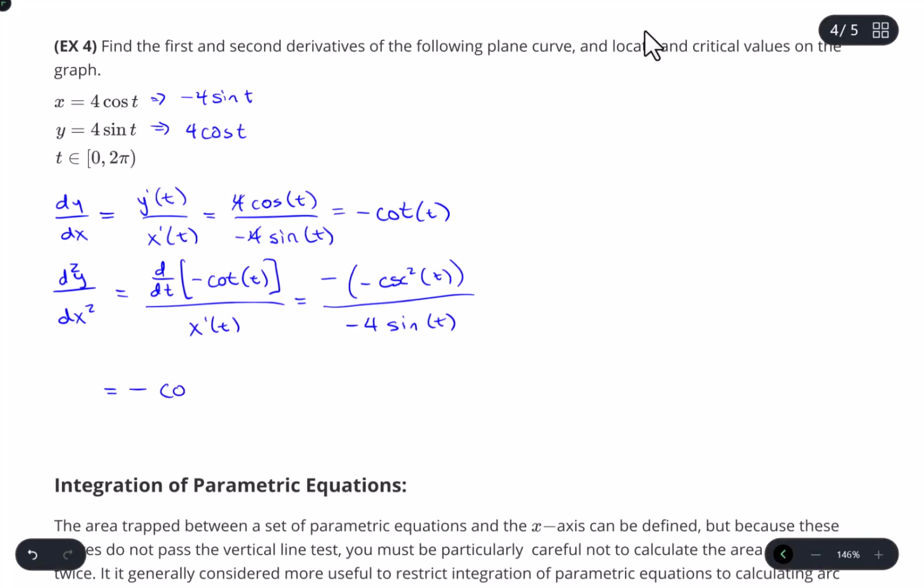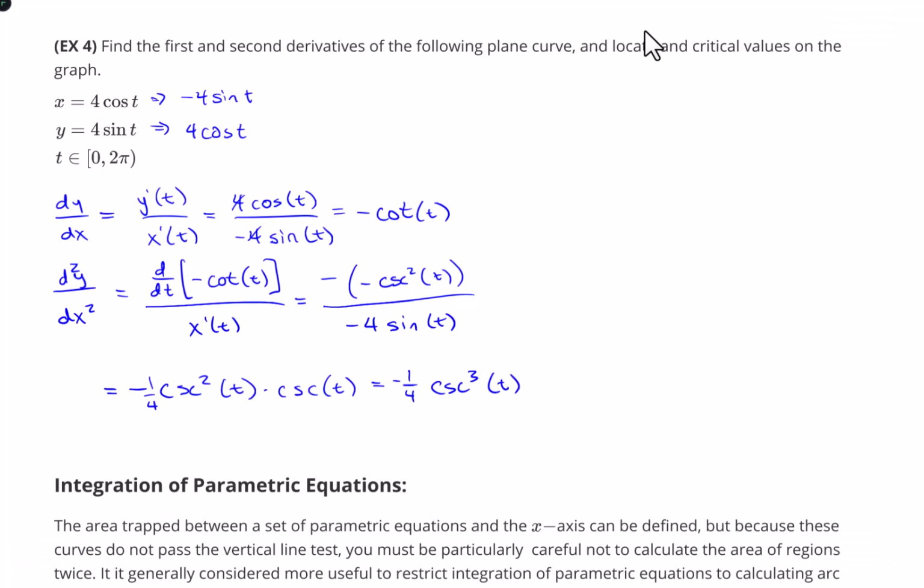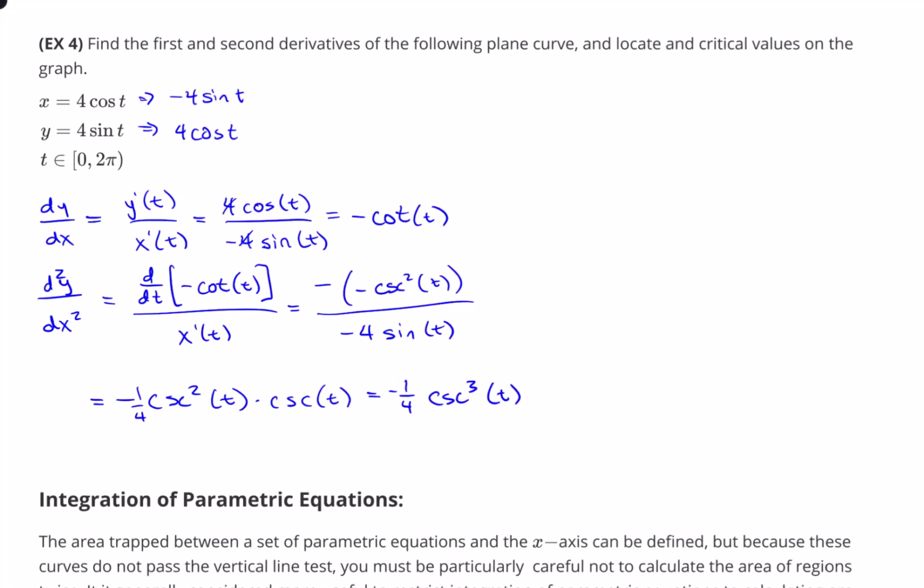And then I have cosecant squared t. Then it's divided by sine, but if you divide by sine, that's the same thing as another factor of cosecant. So really, oh, there's a 1/4 in there, I'm sorry. So really this is negative 1/4 cosecant cubed of t. All right, so there's our first and second derivatives. The last thing we need to do is find the critical values.